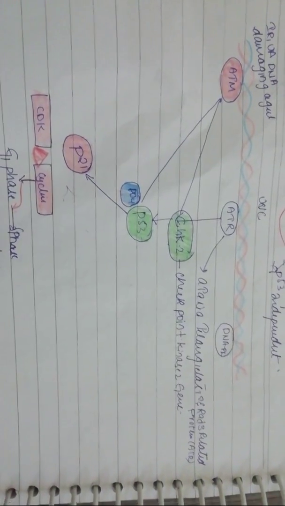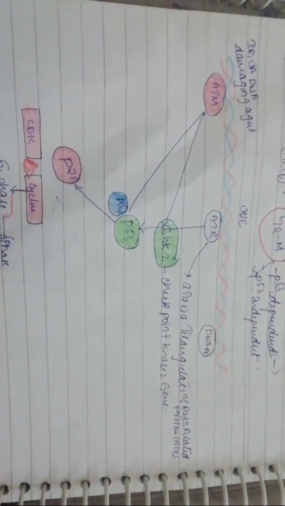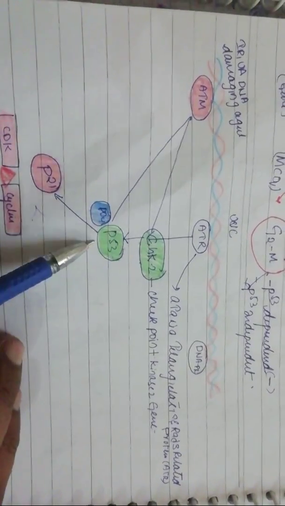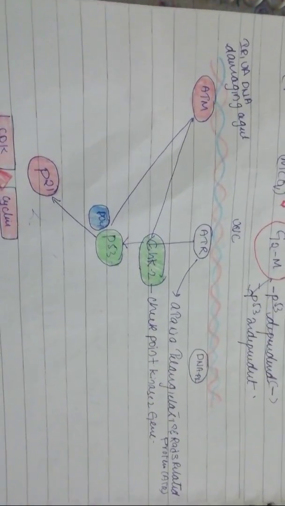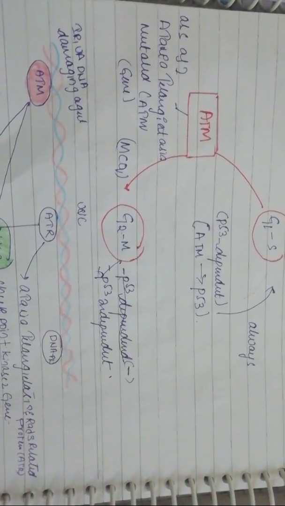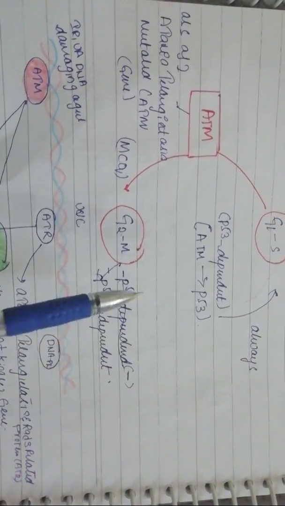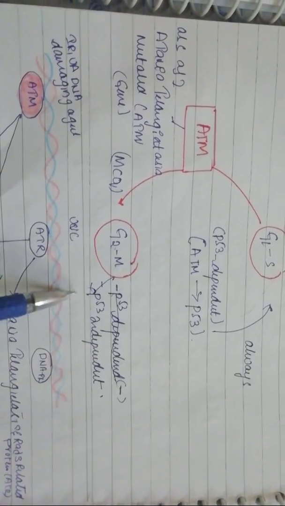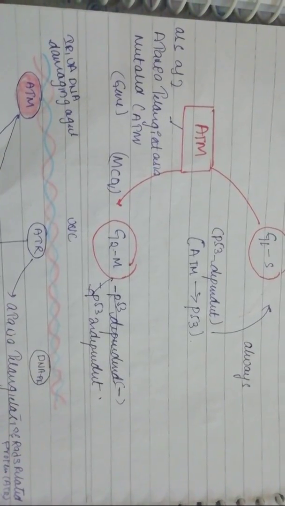You can look at what happens in the first checkpoint. I have already told you, if there is any damage, the ATM is activated. Now the ATM activates the P53. The P53 calls the P21 and they stop the cell cycle. That is the same mechanism we spoke about with P53, but the only difference here is that in the first step, the ATM activates the P53. The second one is G2M, where the ATM action is P53 independent.